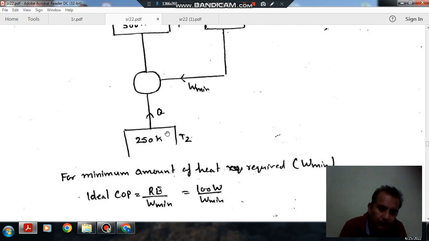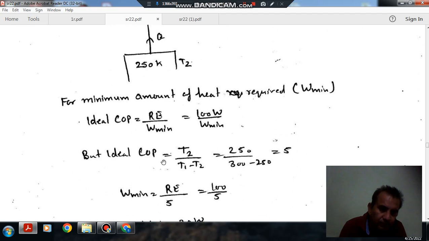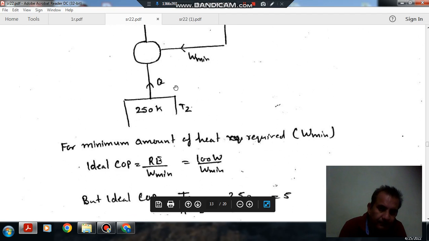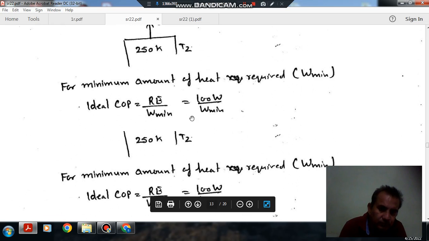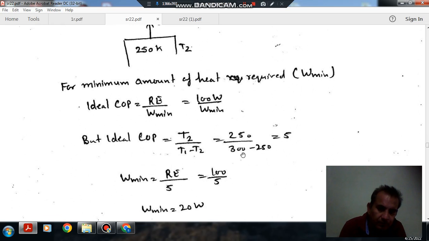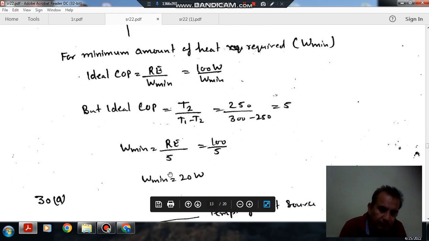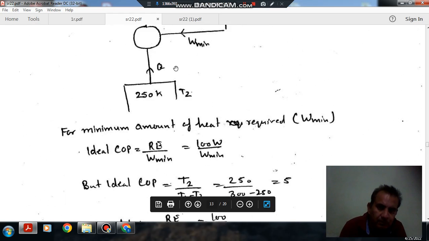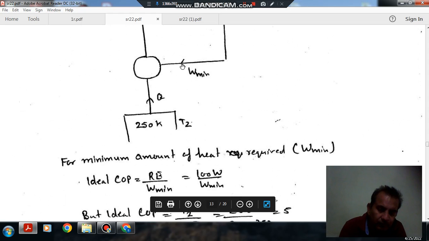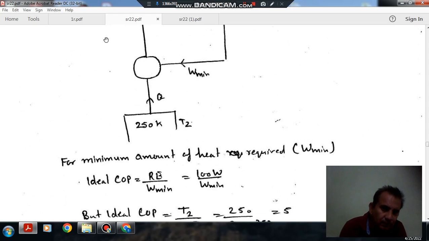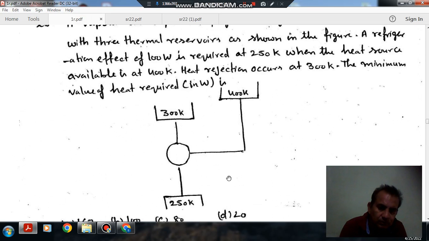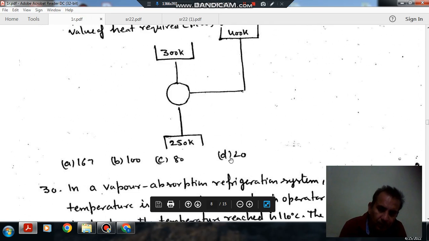But ideal COP is given as T2 by T1 minus T2, so that is 250 divided by 300 minus 250, that is 5. So for equating the two we can get W minimum, that is 20 watt. So the minimum amount of work required is 20 watt, and this can be in the form of heat also. So the answer is 20. Minimum amount of heat is 20.